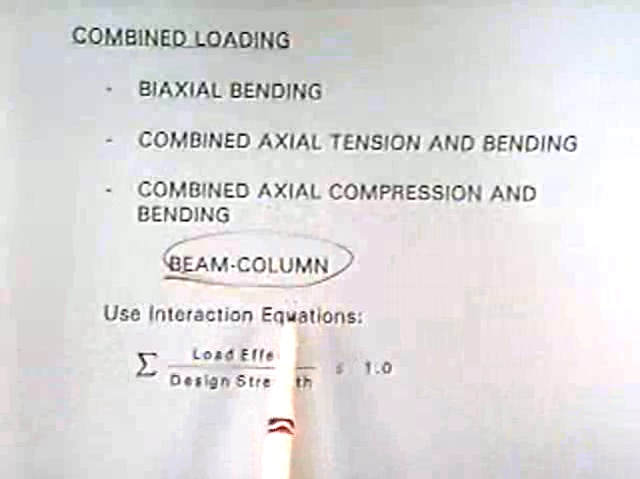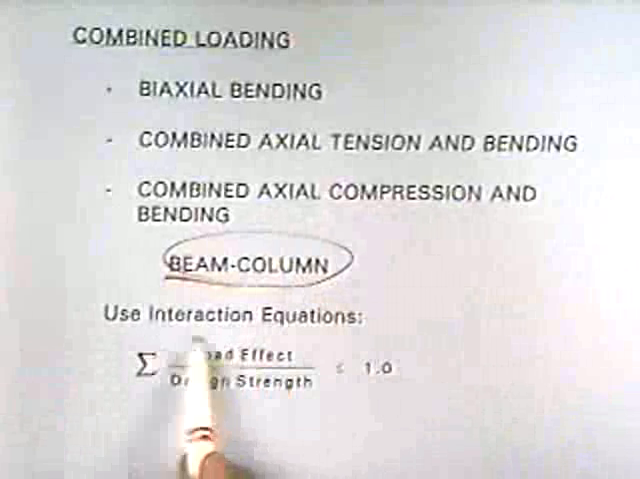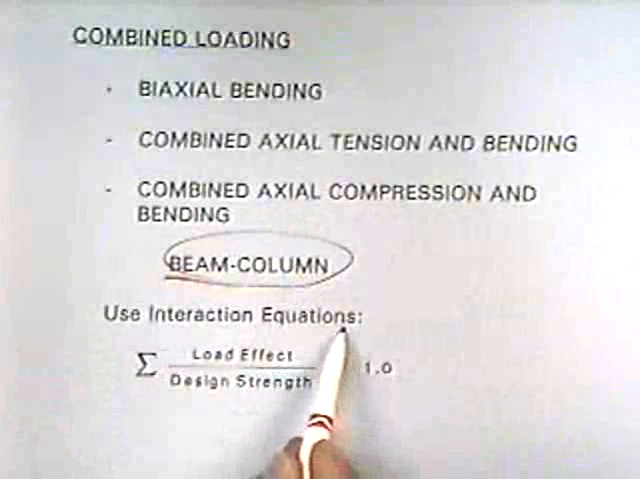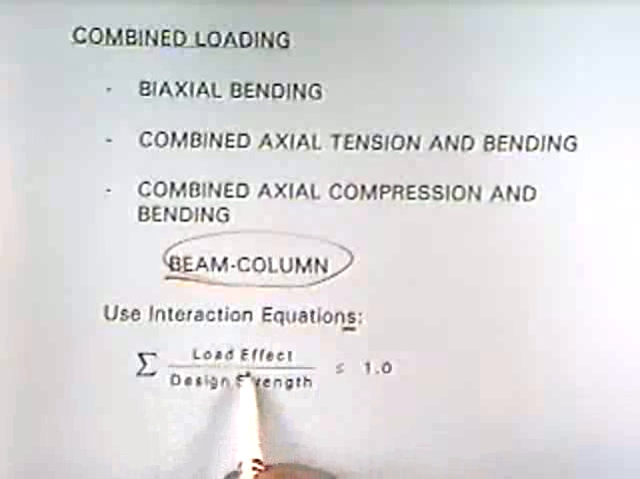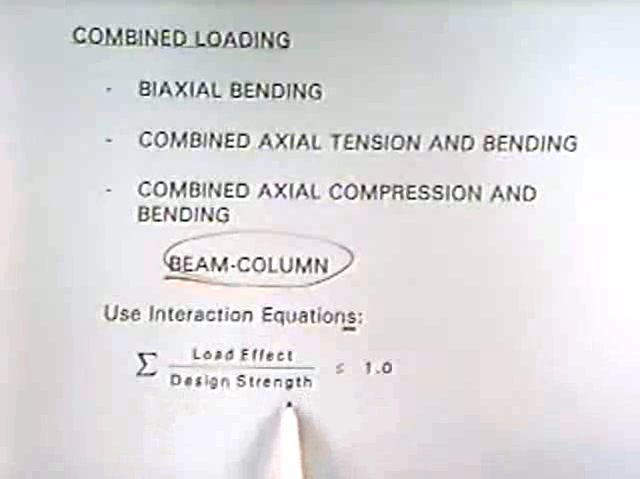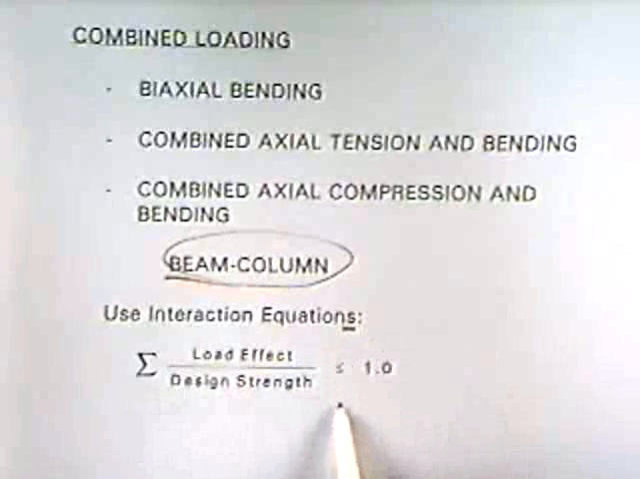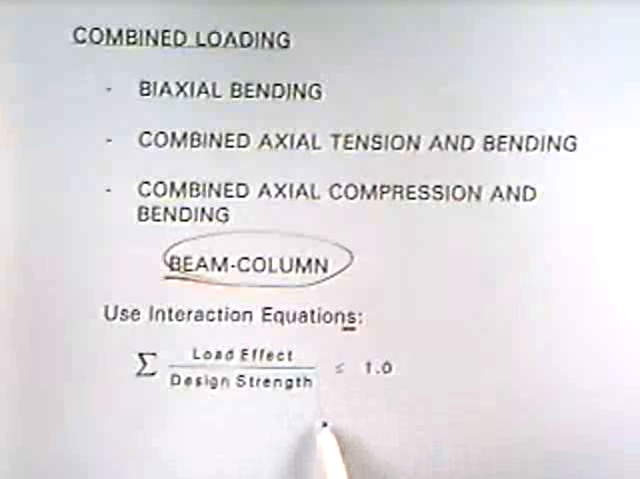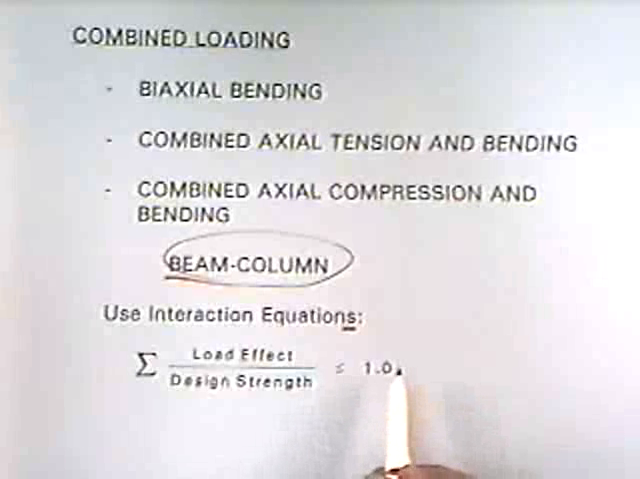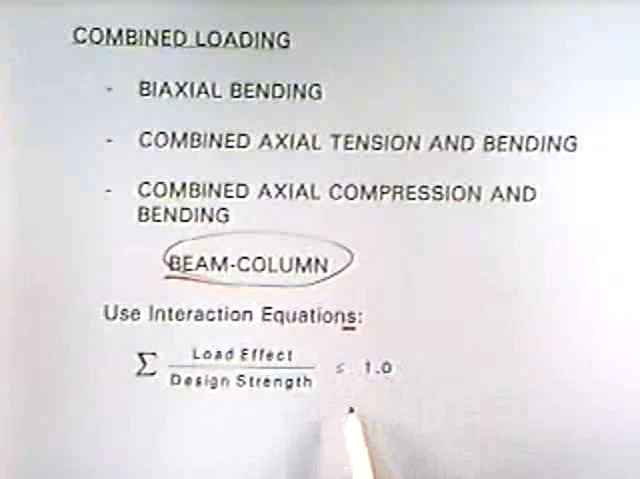We evaluate the strength of the member under the combined loading by using an interaction equation, or interaction equations, and they all have the same form, where we look at the ratio of the load effect to the design strength for each load that's occurring in the member and make sure that the summation of those ratios comes up less than 1. If it's less than 1, then we have adequate capacity in the member. If it exceeds it, it's saying that under the combined action of those loads, you're using up all the capacity of the member and more. You need a larger member.